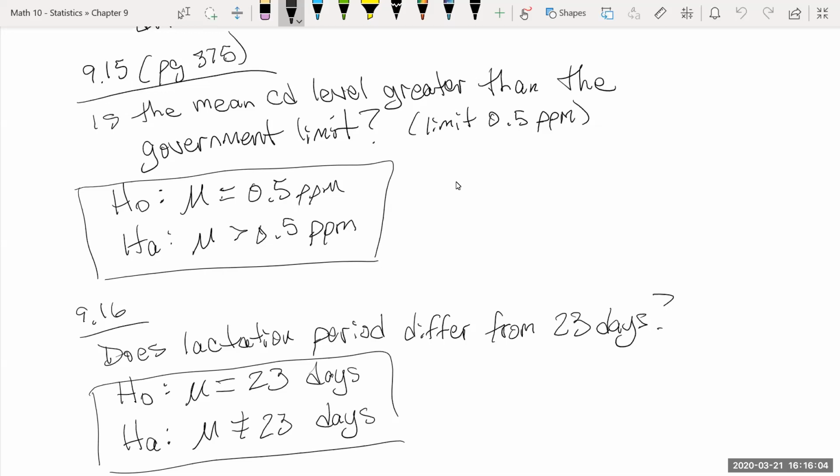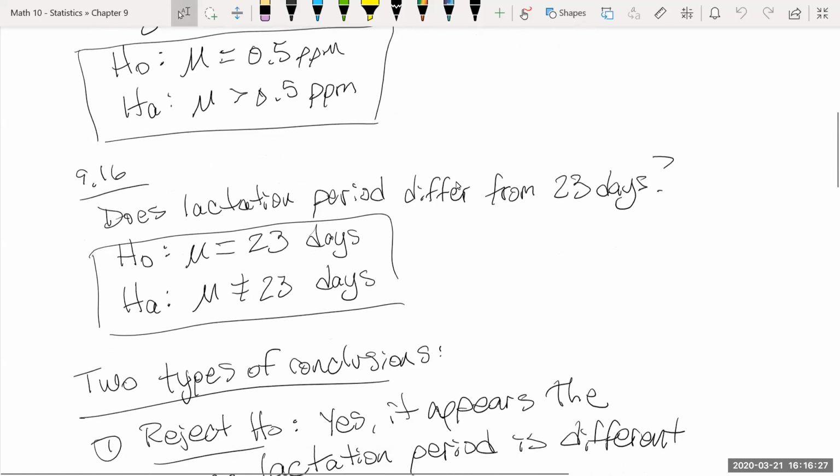Because if it's a lot less or a lot more, we're going to say, yeah, it looks like it's different. It's not equal to 23. I don't know if it's more or less. That's not my concern at this point. We may look at that later, but the alternative hypothesis this time would be mu is not equal to 23 days. So that's how you set up the null and the alternative hypotheses. And you'll get some practice of this when you go into the homework.